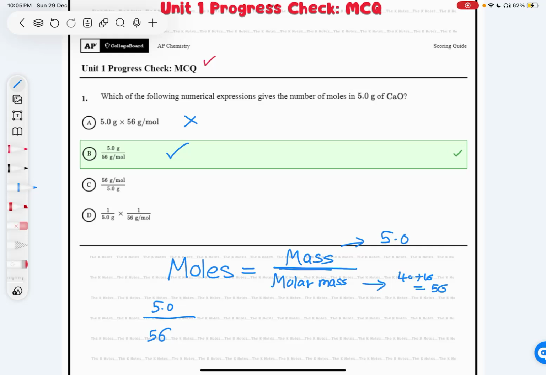The third one, it flips the numbers around. So dividing the 56 by 5, that's not correct because the formula has mass on top and the molar mass on the bottom, not the opposite. And in number D, that's a reciprocal. So this is a reciprocal of the mass and the reciprocal of the molar mass. It has an extra fraction, which is unnecessarily complicated and incorrect. So our option B is the correct answer.